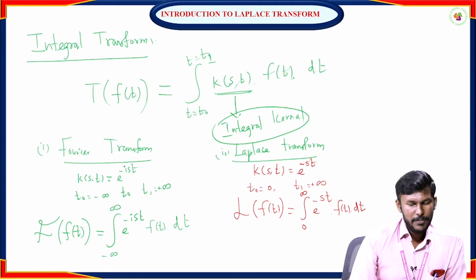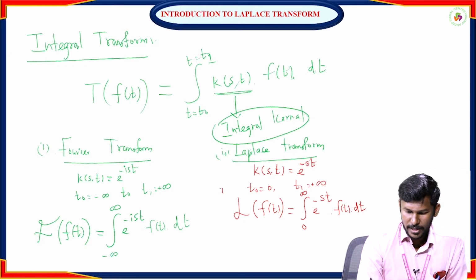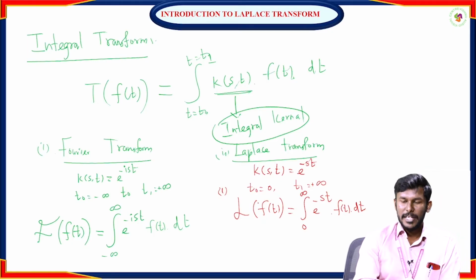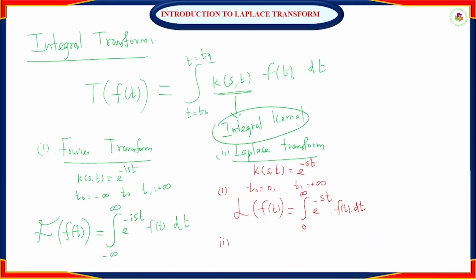This is one type, where my limits will be 0 to infinity. The second case is called the two-sided Laplace transform. For that case, my limit is not from 0 to infinity; my t naught is minus infinity and t1 is plus infinity. So the limit changes for this case. Whenever the limit is 0 to infinity, it is the first case, one-sided. Two-sided means the limit is from minus infinity to infinity.